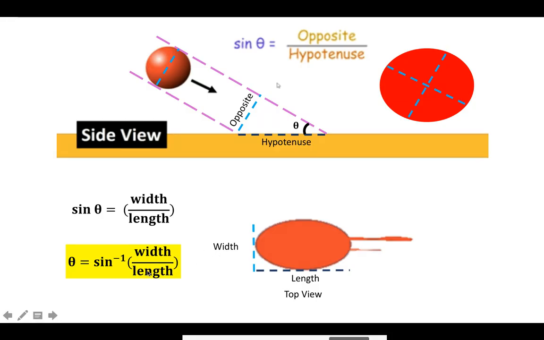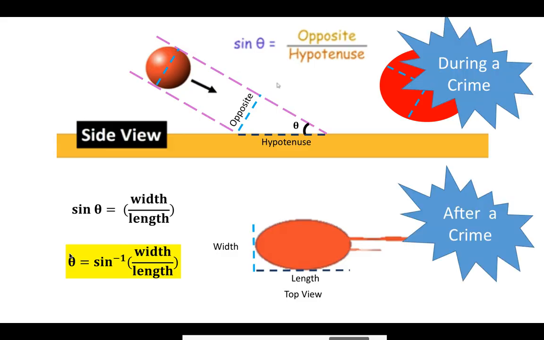Now we can put this into a scientific calculator to help calculate that angle, and I'm going to show you in a few minutes how to do that. But I just wanted to reiterate, what's a really cool thing is that this measurement is taken after the crime, okay? But it can tell you what was happening during the crime.